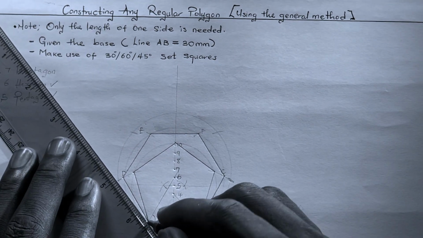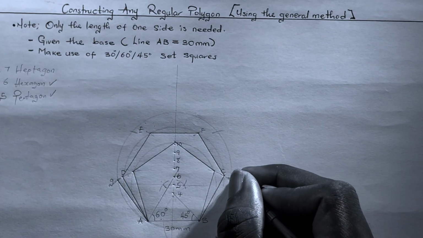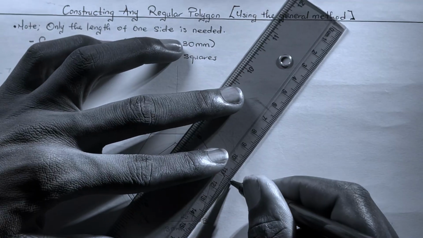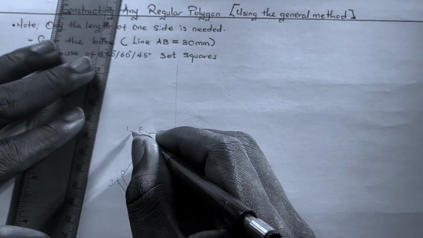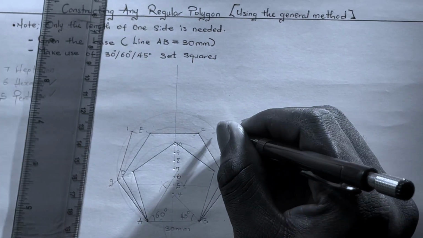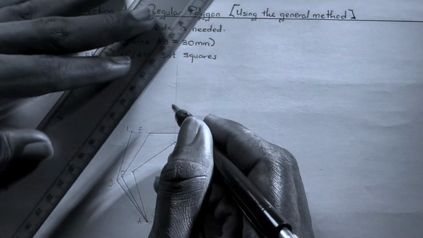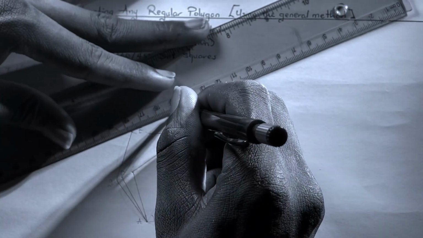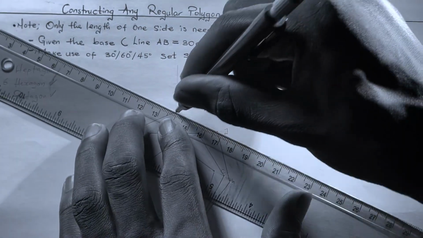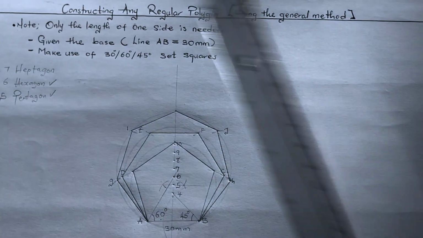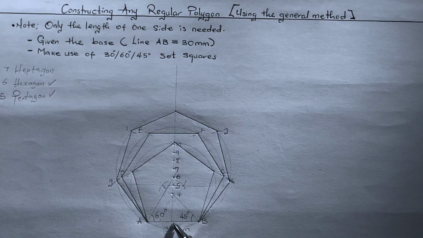So we have the new line from here. This is F. We have this point as point G. We have this as point H. We have this point as point I. We have this point as point J. And then we join this to the last point, which is point E and point J. So with this, we have successfully constructed our heptagon, which has 1, 2, 3, 4, 5, 6, 7 sides.